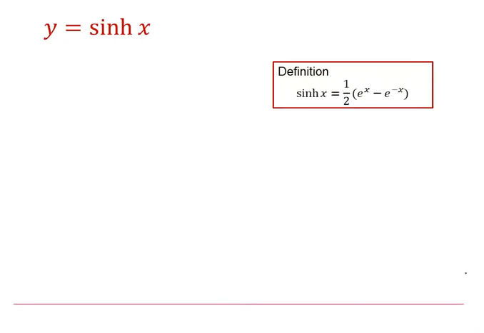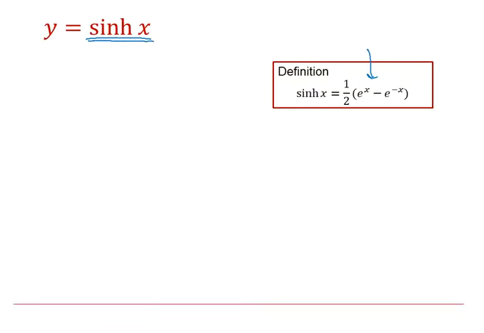We're now going to look at a little bit more detail on sinh x. Just a quick word about pronunciation. Some people call this sinh x or sin hx. I'm going to call it shine x throughout these videos. So the definition of shine x is a half of e to the x minus e to the minus x.